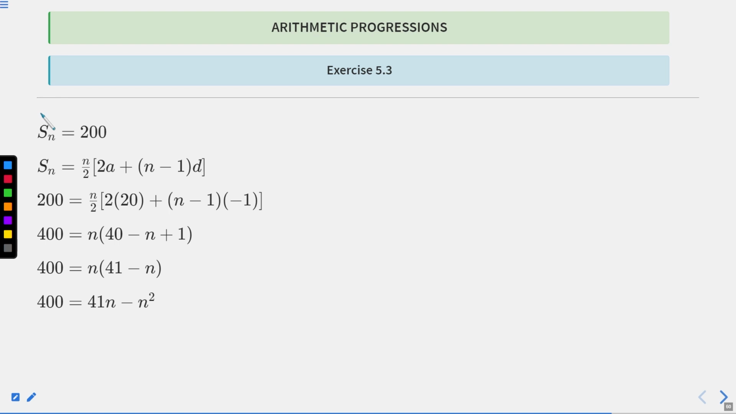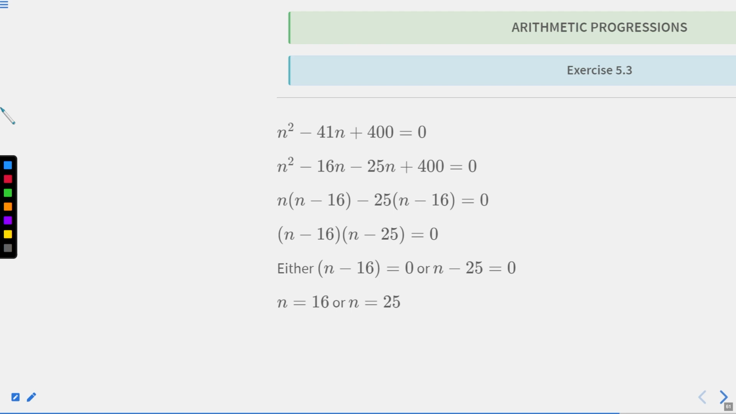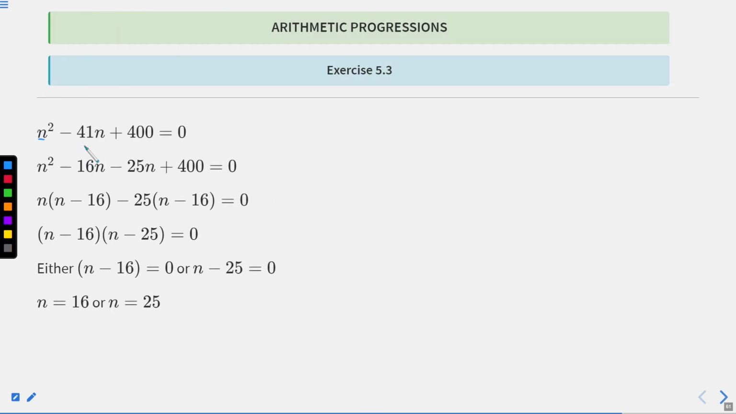We know the formula Sn is equal to n by 2 times 2a plus n minus 1 times d. It implies 200 is equal to n by 2 times 2 into 20 plus n minus 1 times minus 1, and this implies 400 is equal to n into 40 minus n plus 1, so 400 is equal to n times 41 minus n, so 400 is equal to 41n minus n square. So it implies n square minus 41n plus 400 is equal to 0. So we get this quadratic equation.